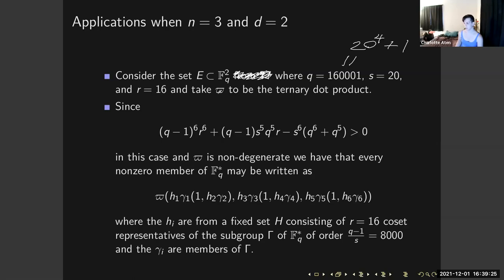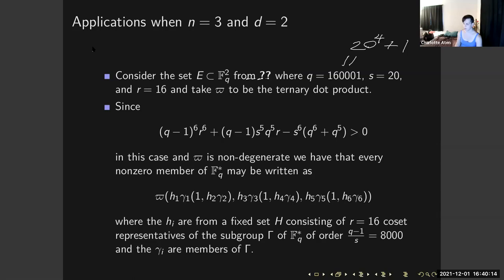Then if we take pi to be the ternary dot product, then first of all, we see that this polynomial for the choices of Q, S, and R that are given there is positive, so the result should apply to it. And since the ternary dot product is non-degenerate, that means that every non-zero member of FQ star can be written as pi of something like this, where the h_i are from the collection of cosets that we chose, of which there must be exactly 16, and then the gamma_i are elements of the subgroup gamma, or in other words, they should be 20th powers. And so every element of FQ star can be written that way.